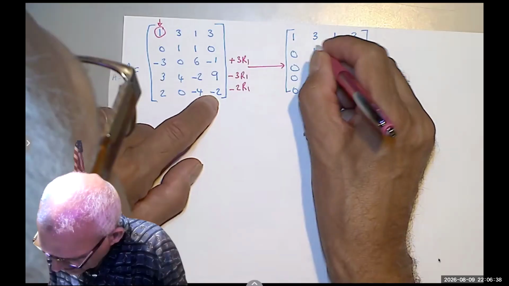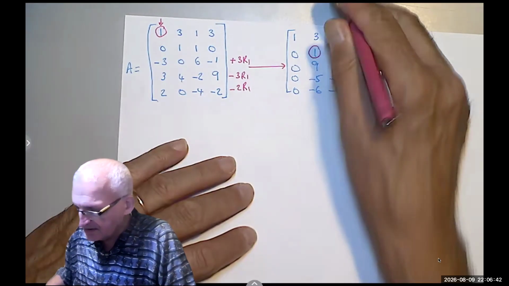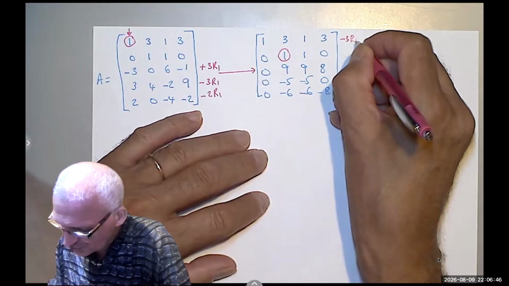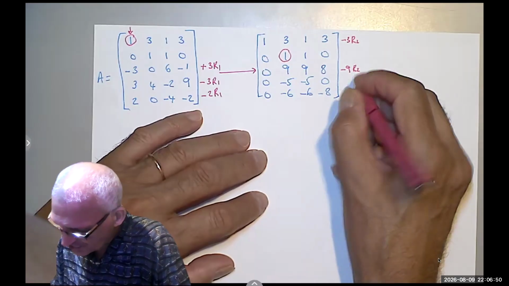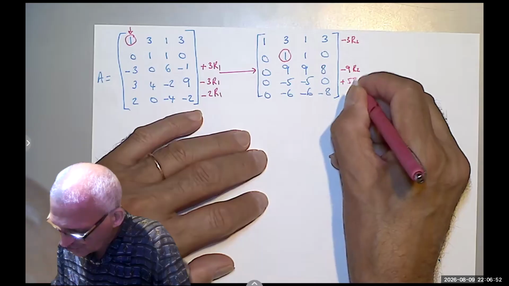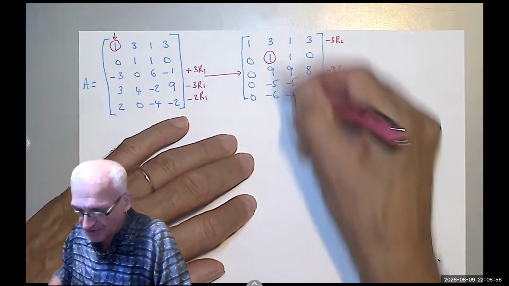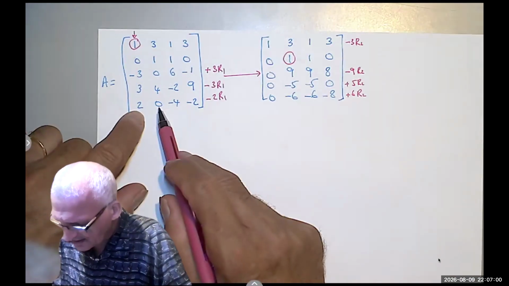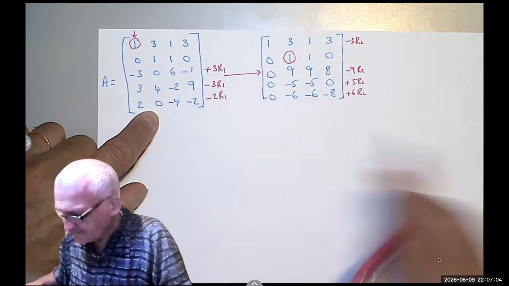Now I see another pivot here, so I want to get rid of everything else. I'm going to subtract 3R2, subtract 9R2, and add 5R2 and 6R2 to fill these with zeros. I think it's correct, but let me check: -6, -6, -8. Okay.